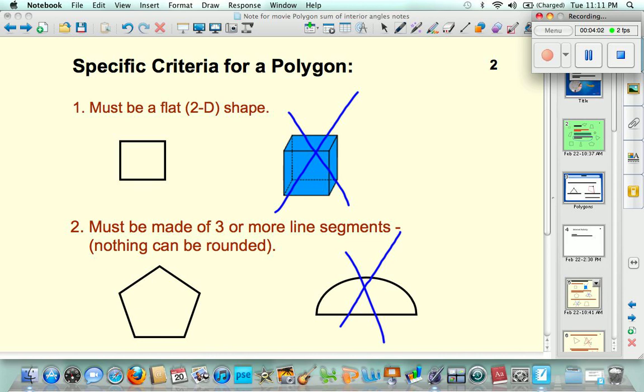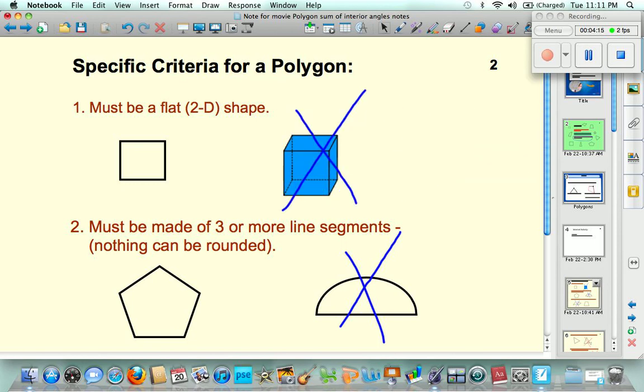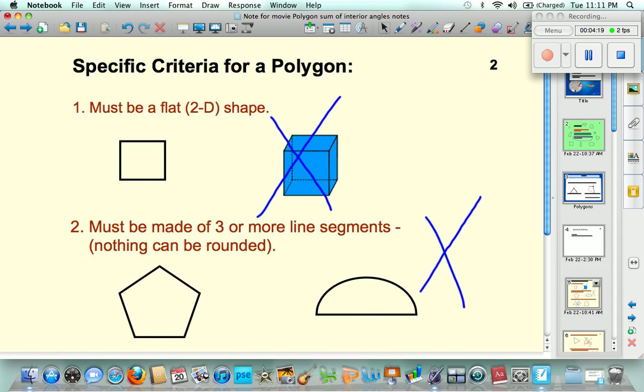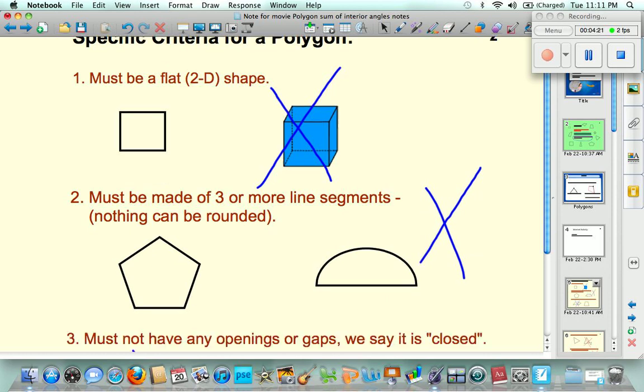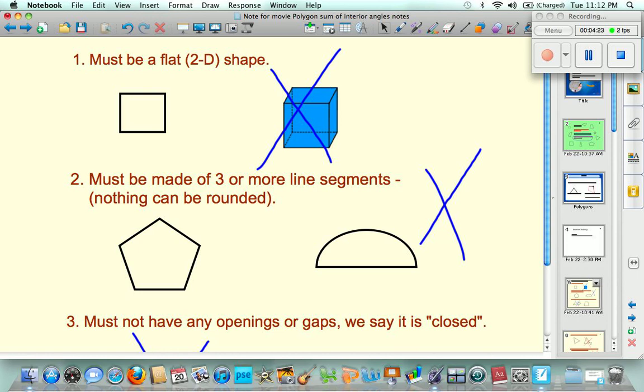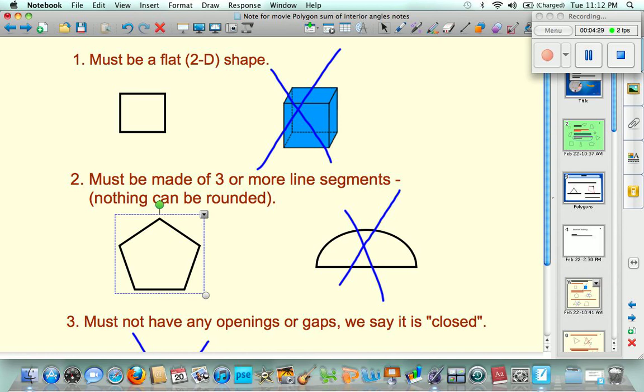Okay, we need to be writing down this criteria as well. A polygon must be a flat 2-dimensional shape. So if you notice this one that I crossed off, this is not 2 dimensions, so it is not a polygon. Second one, must be made of 3 or more line segments. Nothing can be rounded. So this would not be a polygon. This one here is a polygon.